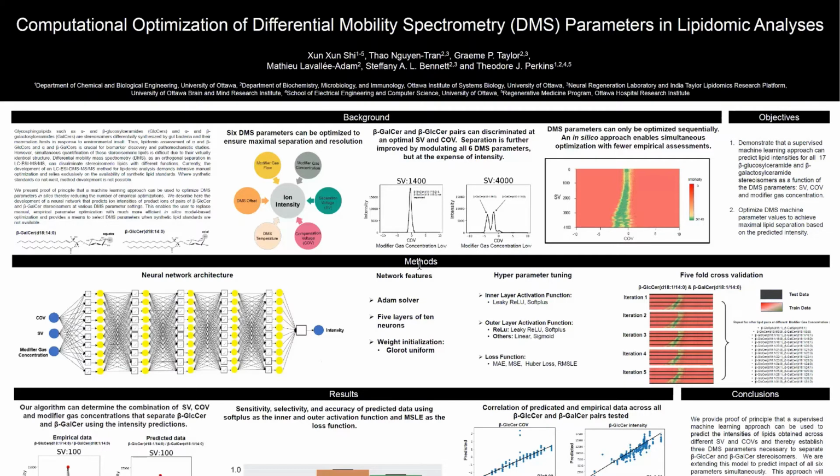We used the Adam solver with weights initialized by Glorot uniform. To optimize our network, we determined the combinations of hyperparameters, including the choice of a loss function and the activation function of the inner and outer layers, that would yield the best prediction outputs. All findings were subjected to 5-fold cross-validation for each of the 17 stereoisomers.